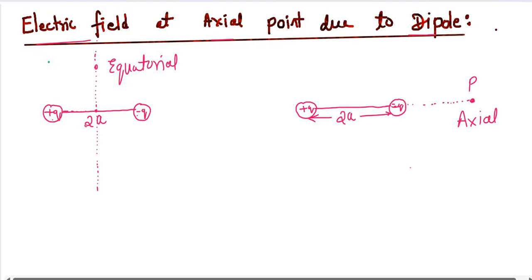So plus and minus q charges separated by a distance 2a is called a dipole. There are two possible points where we are interested for a dipole. One is any point P on the perpendicular bisector, and this point is called the equatorial point. Any point on the line joining plus q and minus q is called an axial point. In this video, we will calculate the electric field at the axial point.